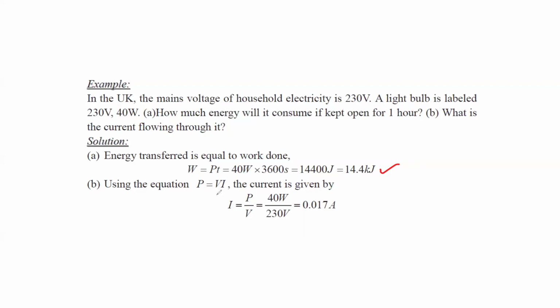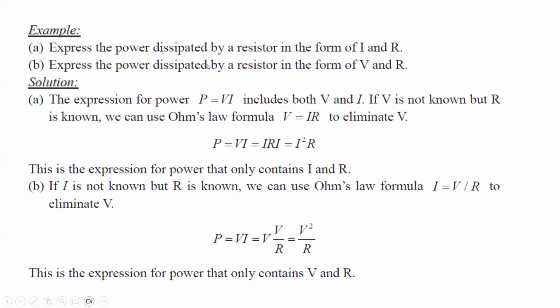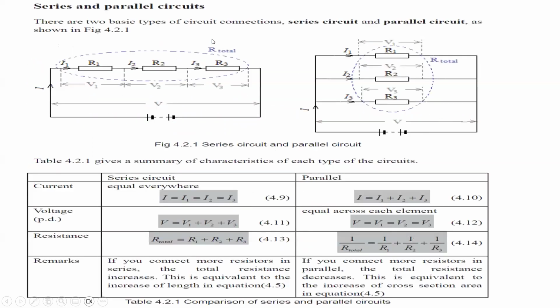Then if we need the current, we can use the formula R is V over I, but resistance is not known here. So we can also use P equals VI. If we need I, it will be the ratio between the power and the voltage. So just divide them and you will find the current. And another one, express the power dissipation, and this we did in the last session.